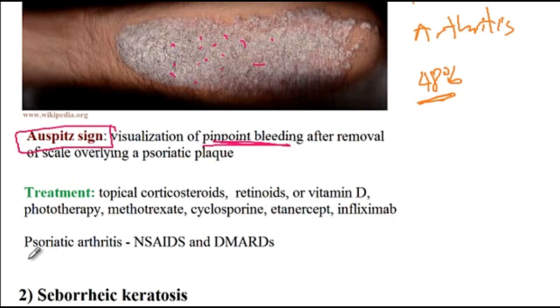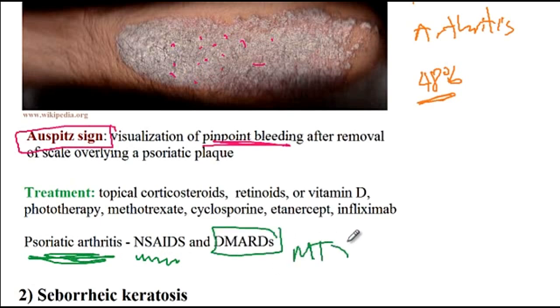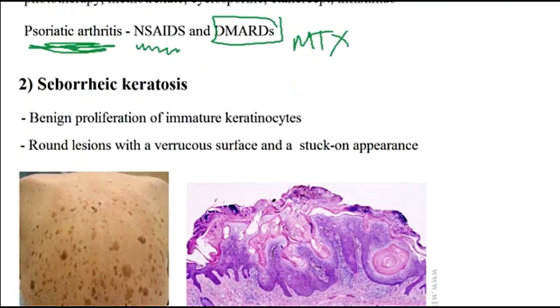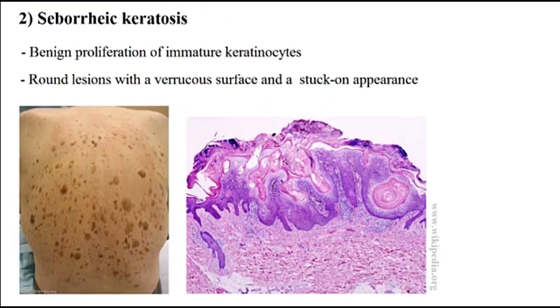But for patients that also have psoriatic arthritis, you should consider treating them with NSAIDs as well as disease-modifying anti-rheumatic drugs like, for instance, methotrexate. The next condition is seborrheic keratosis, where there is a benign proliferation of immature keratinocytes.